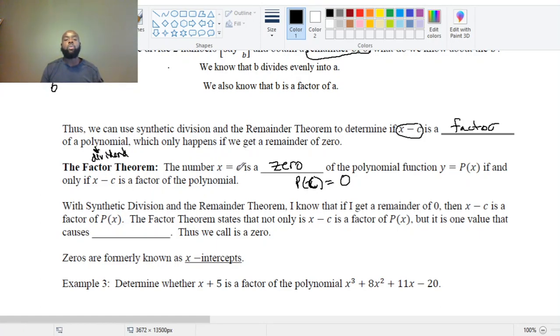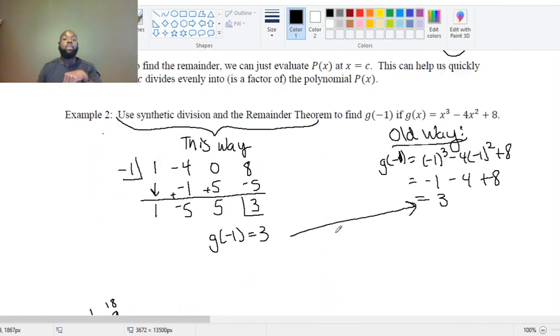It says the number x equals c is a 0 of the polynomial y equals p of x if and only if x minus c is a factor of the polynomial. Well, if x minus c is a factor of the polynomial, I'm going to get 0 as the remainder, and I know that by my remainder theorem. It's exactly the same as plugging in your c and getting a value of 0, because the remainder theorem says you could do the old way and plug in the value c to get the value of your function, but it's the same thing as the remainder when you do the division.